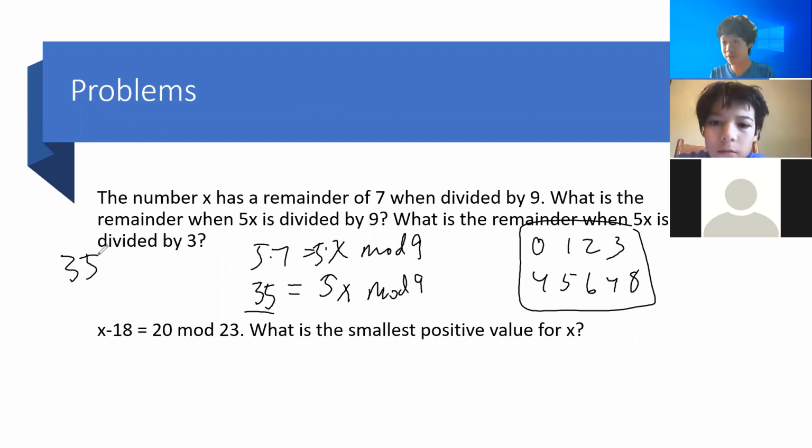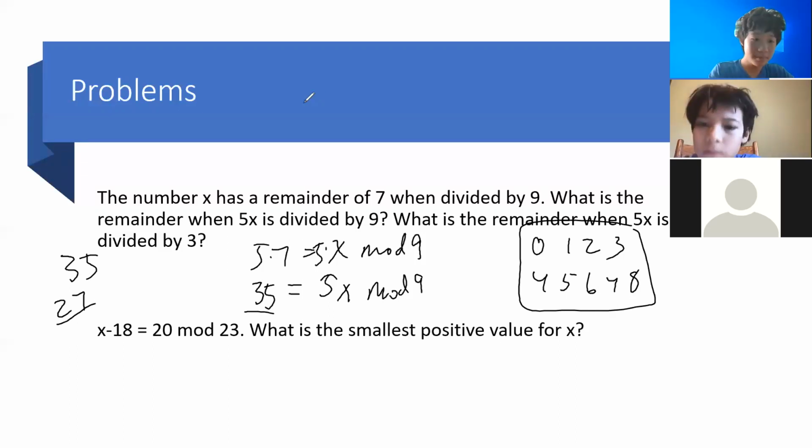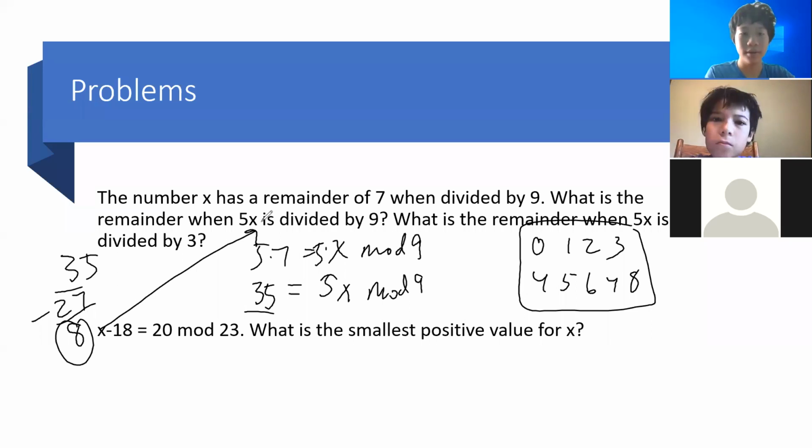So let's just say we have 35 now. We can clump these into groups of 9 further, right? If we have 27 here, that means we've got 3 groups of 9. So if we clump 27 of them together, they go away into the whole mass of groups we have, so they don't contribute to the remainder. So all you do is 35 minus 27. We just get 8 left. So that's the remainder for the first part, 8, okay?